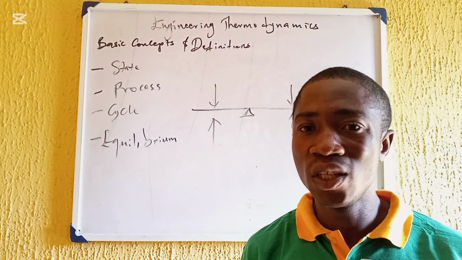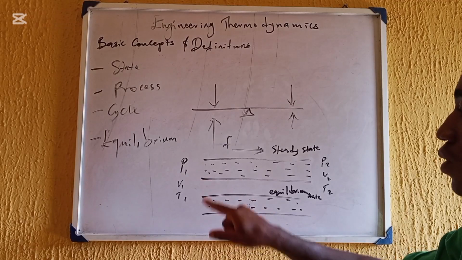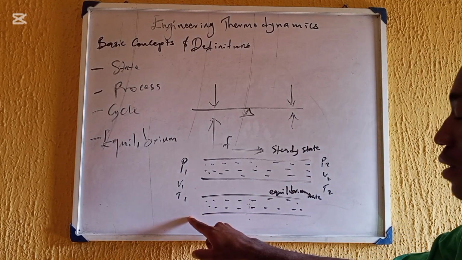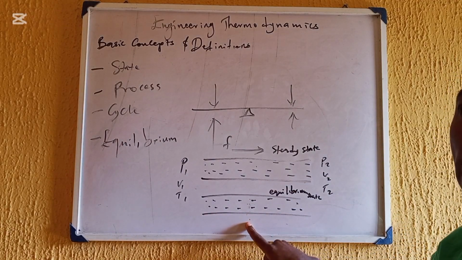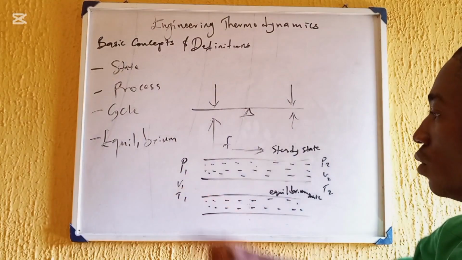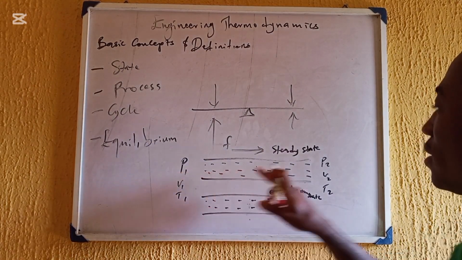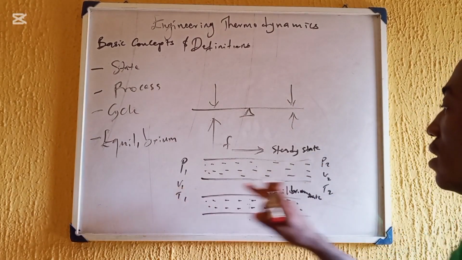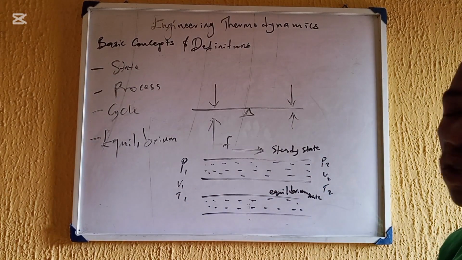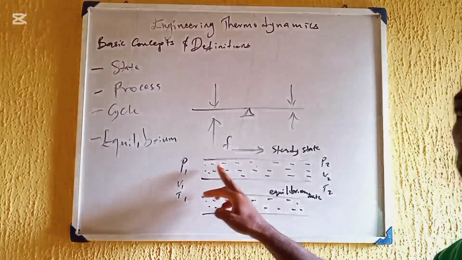Now, the difference between equilibrium and steady state is motion. Now, look at this. We have a fluid flowing through a pipe. Whereas in this case, we have a fluid in a pipe. Now, we have P1, V1, T1. This is steady state if P1 is equal to P2, V1 is equal to V2, and T1 is equal to T2. So the properties are the same. However, the fluid is flowing.